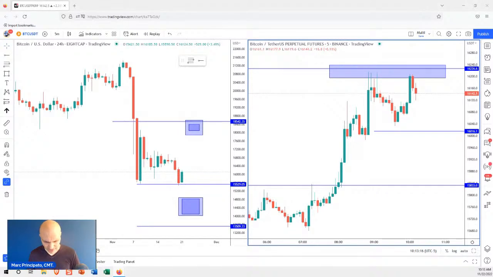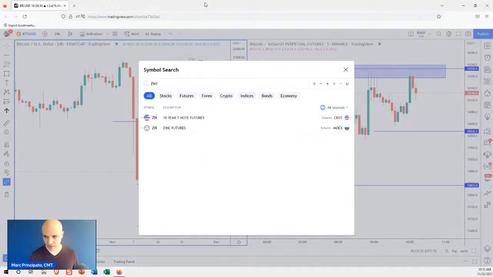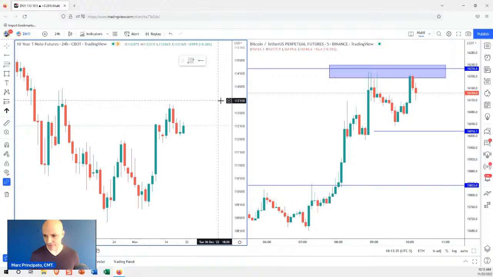All right, so let's see what else we got here. Okay, cool. So now let's talk about other markets while we're waiting for Bitcoin to do something a little more interesting. So we talked about Bitcoin in the bigger picture. You guys are clear on that, right? Let's take a look at the bond market. Always take a look at the bond market every day. You should look at this thing every day.